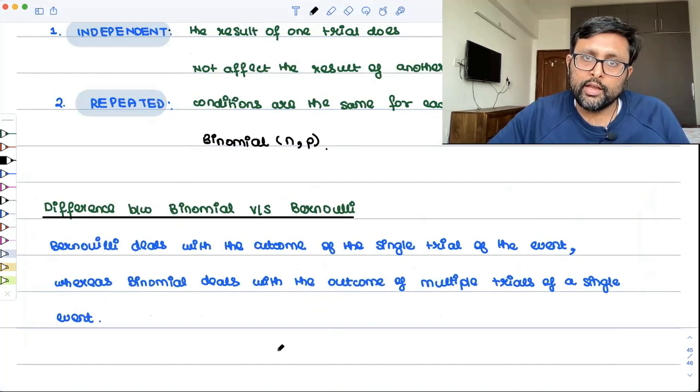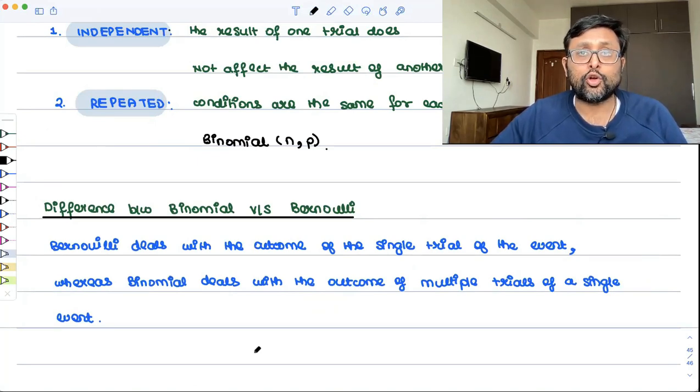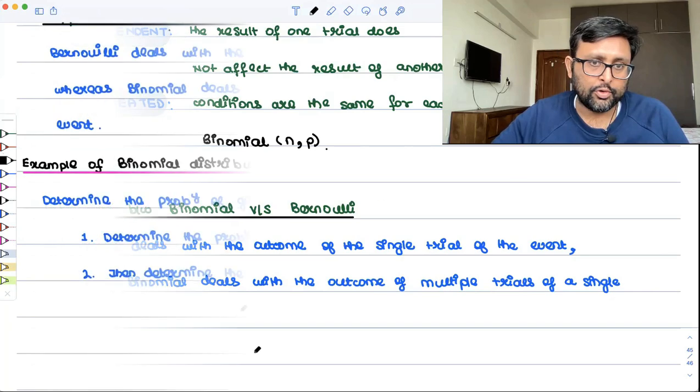So in Bernoulli, we might be interested in finding out the probability of getting a head in a single toss. While in binomial, we might be interested in finding out the probability of getting 4 heads in 10 tosses of a coin, like that, right? So that is an example of binomial distribution, and how we calculate it. Let's have a look at it.